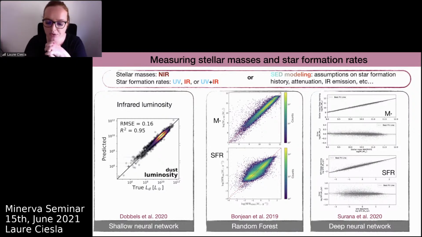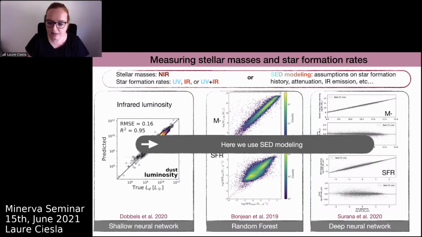In the middle, using random forest, Bonjean et al. tried to recover the stellar mass and the star formation rate of galaxies. You can see the stellar mass works quite well. The star formation rate is a bit more dispersed, but still, this is something interesting and promising. And then on the right, using deep neural networks, Rana et al. also try to recover the stellar mass and the star formation rate. So this is an active field in terms of measuring the properties.